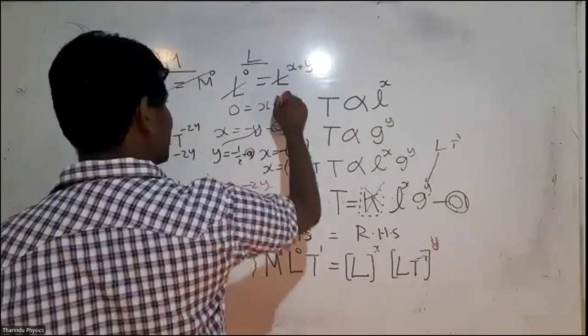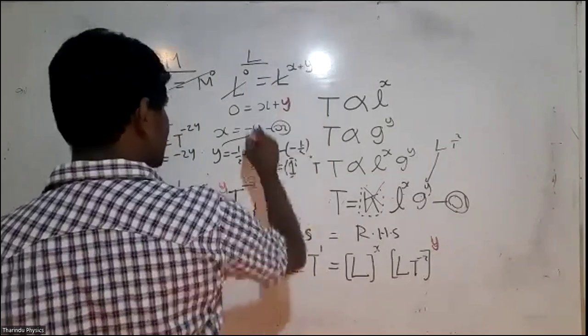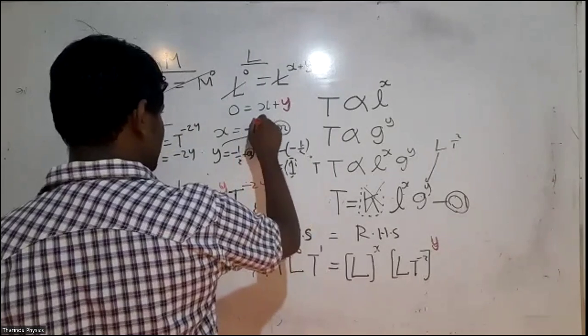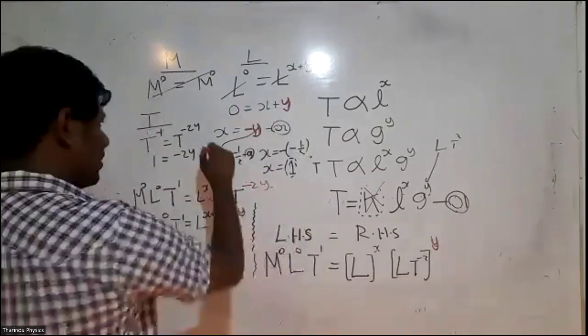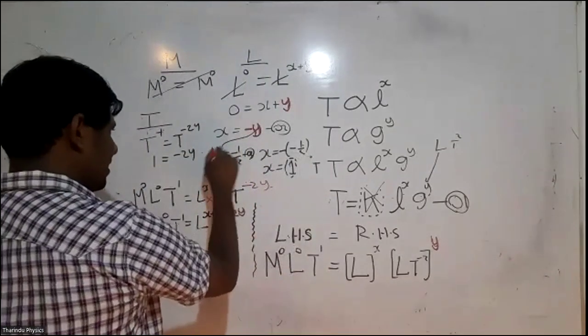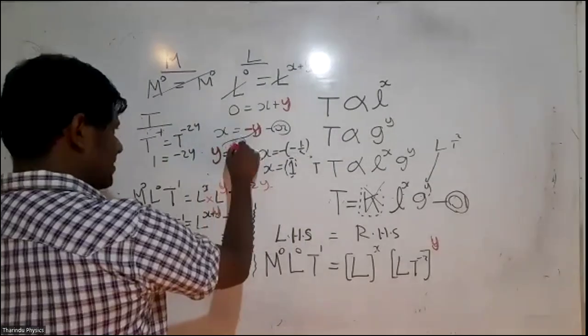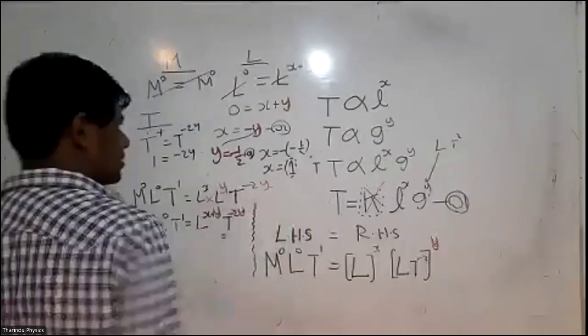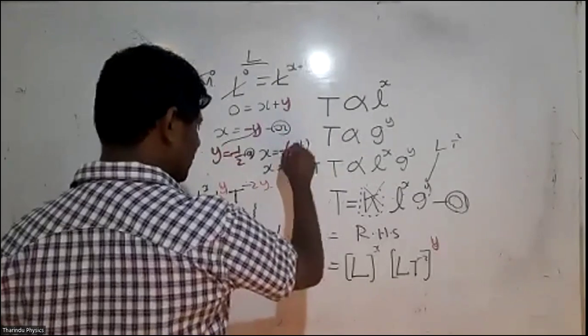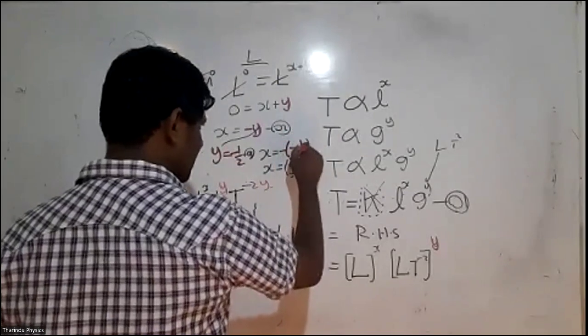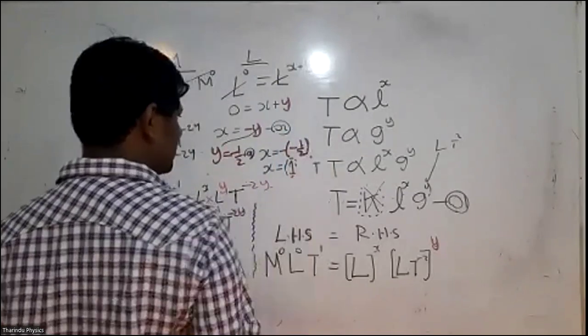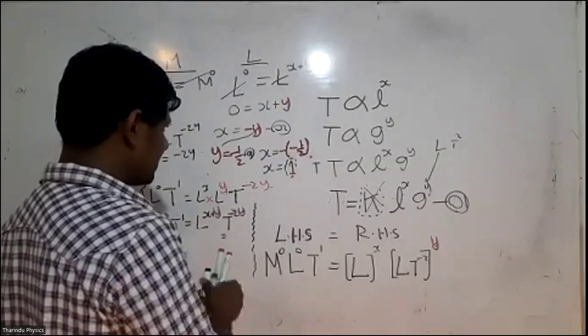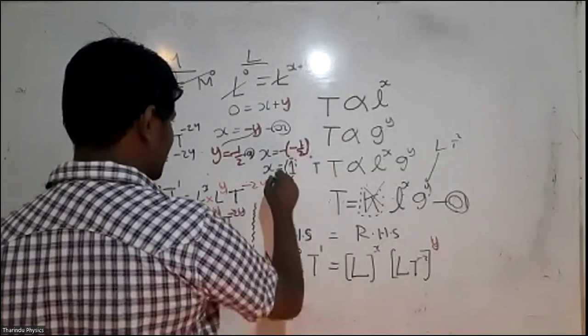Y together. So it becomes minus y. So you got the answer for y, like minus half. So x equals to minus half. So x became plus 1.